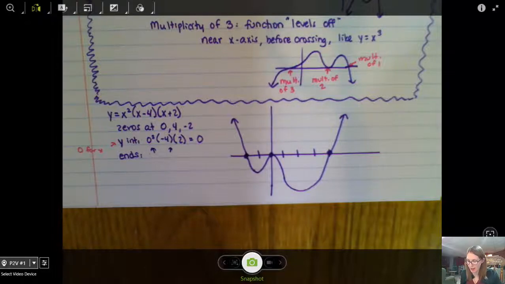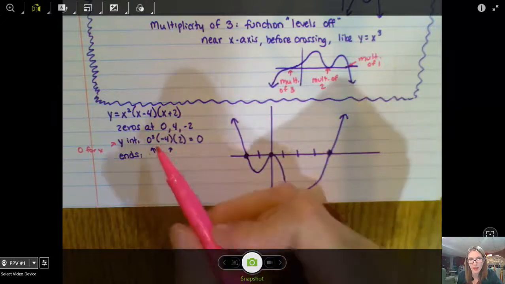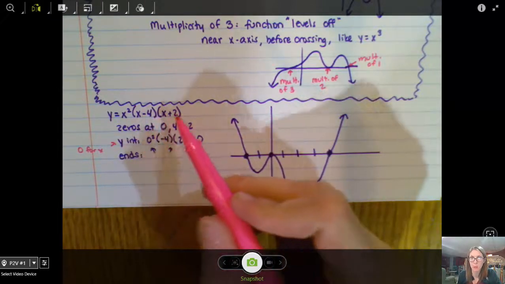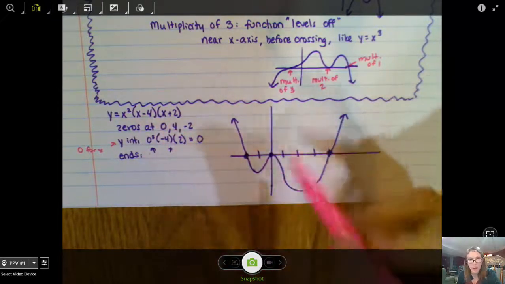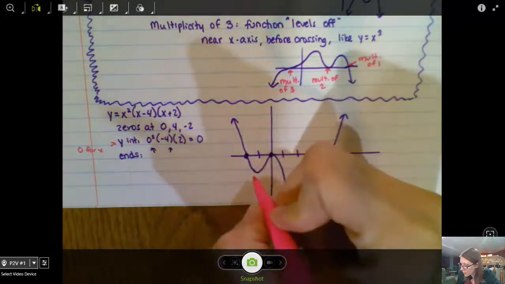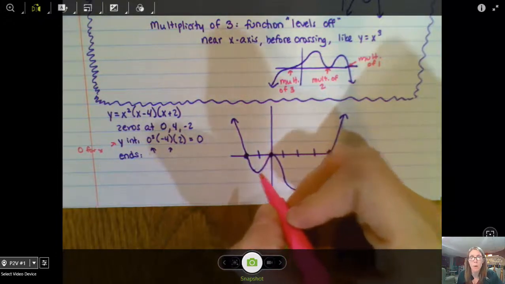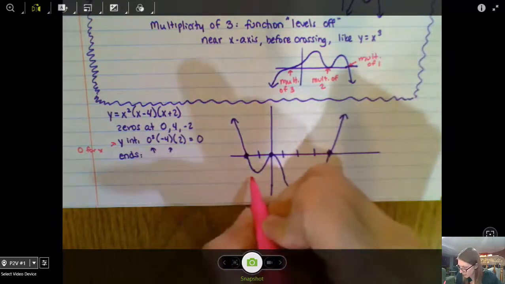The last little bit that I am going to add in here is the idea of a relative minimum and a relative maximum. So I'm really going to look at this graph that we just used, x squared times (x minus 4) times (x plus 2). We have our sketch. Now, each one of our turning points is either a relative minimum or a relative maximum.